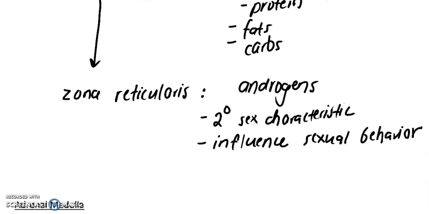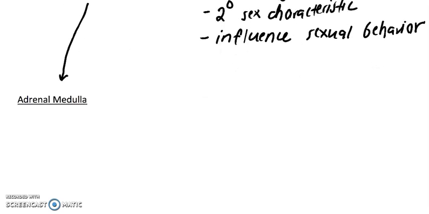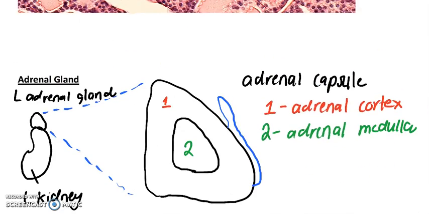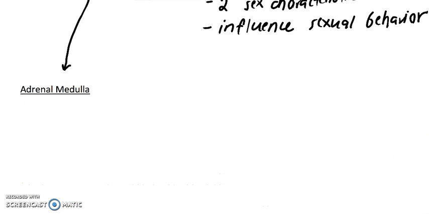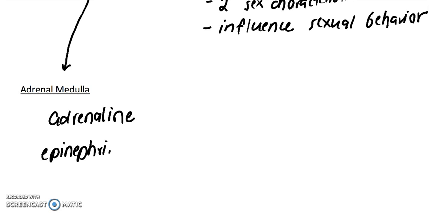And after that, we have finally reached the middle, which is the adrenal medulla. So again, this was the inner layer here. And this is going to secrete a hormone known as adrenaline. And this is the same thing as epinephrine. They both mean the same thing, but the roots come from a different language. So adrenaline, same thing as epinephrine.